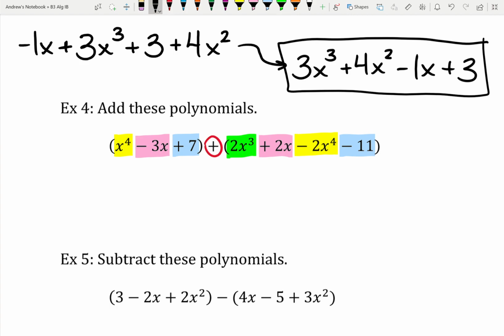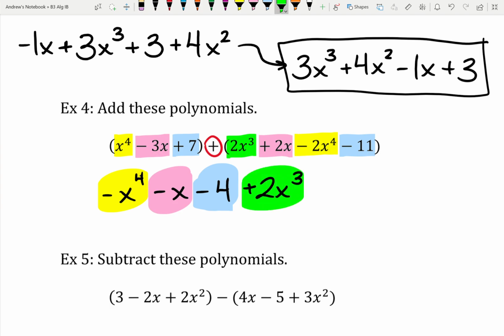So what I've got in the yellow is an x to the fourth. I'm taking away 2x to the fourths. So I'm down to negative x to the fourth. I now have negative one of those if I wanted to put that one in. In the pink, I've got minus 3x and then plus 2x. So if I had minus 3 and I added 2, I'm up to negative 1x. Again, the 1 in front of the x is optional. With those numbers in the blue, if I had 7 and I took away 11, I'm down to negative 4. And then last but not least, we got that plus 2x to the third that we have to add on so that we don't forget about it.